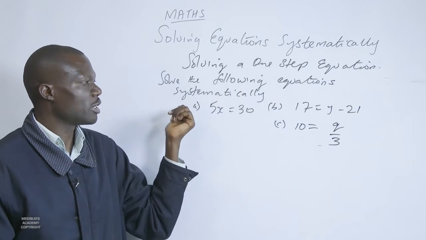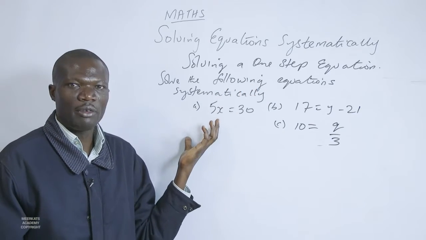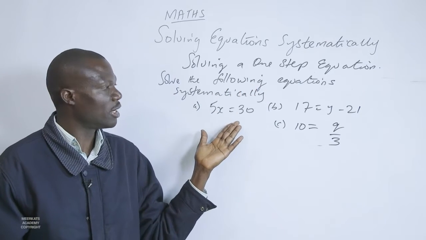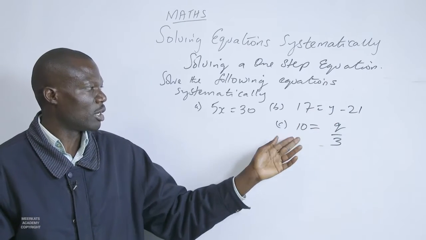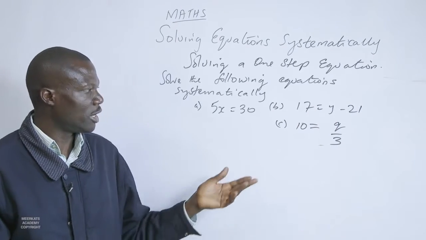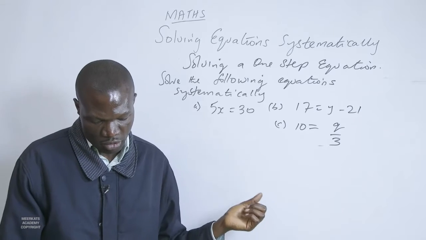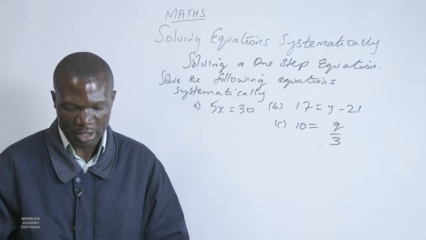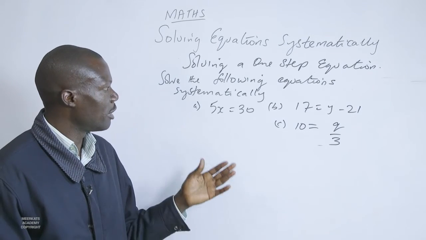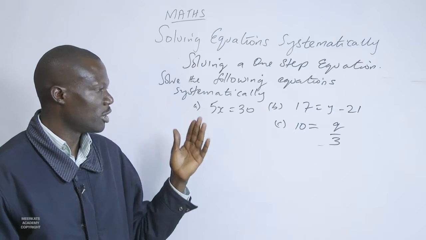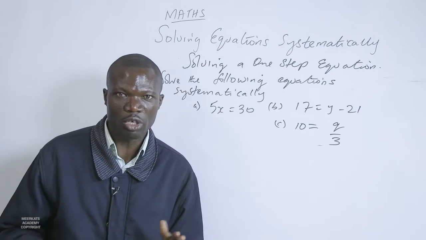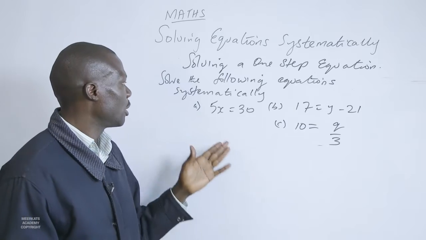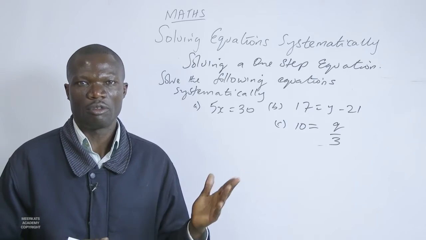Solve the following equations systematically. 5x = 30. 17 = y - 21. And then we have 10 = q over 3. Those are the three equations that we have been asked to solve systematically. And we shall start by simply looking at the first equation, which is straightforward.